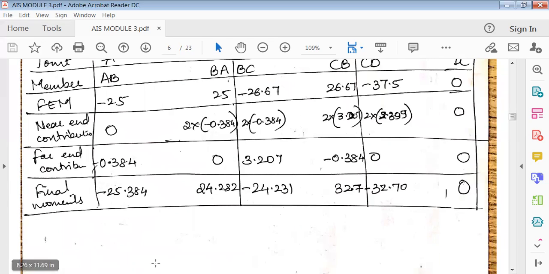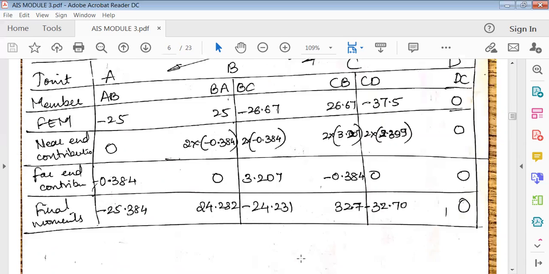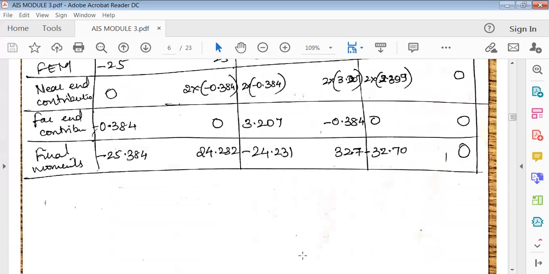Once you get the final moments, you can also draw the bending moment diagram, which we have already done before. You can just draw the same bending moment diagram: first the free bending moment, and next, including the final moments, draw the bending moment diagram. All right. Okay, so that's all for today. Thank you.